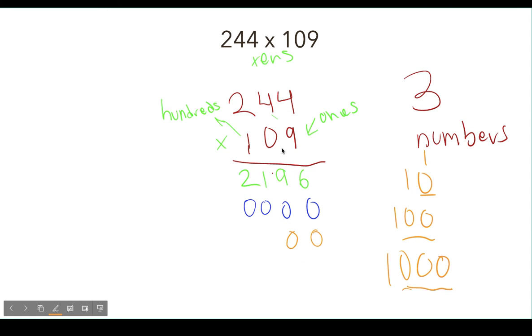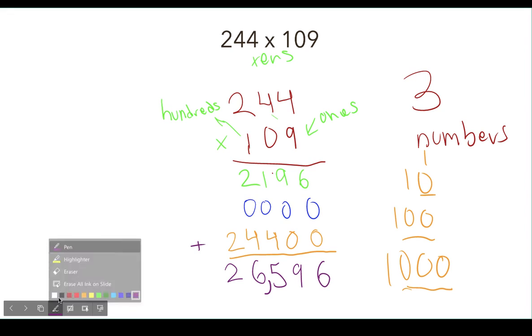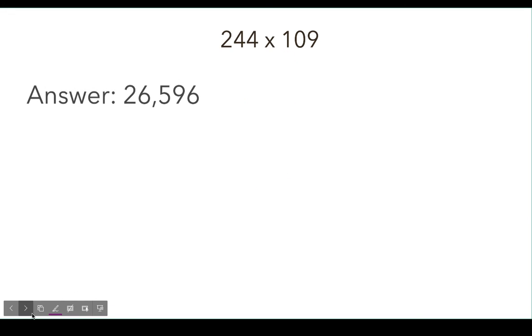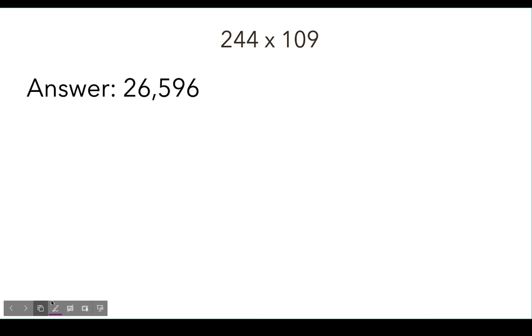So I wrote my 2 zeros. 4 times 1 is 4. 4 times 1 is 4. 2 times 1 is 2. So now let's add all of these. 6 plus 0 plus 0 is 6. 9 plus 0 plus 0 is 9. 1 plus 0 plus 4 is 5. 2 plus 0 plus 4 is 6. 2 plus nothing is 2. So now we have 26,596. Let's check it. 26,596. Good job.